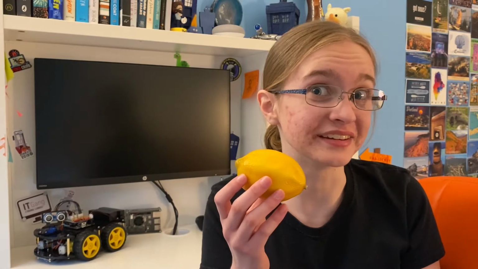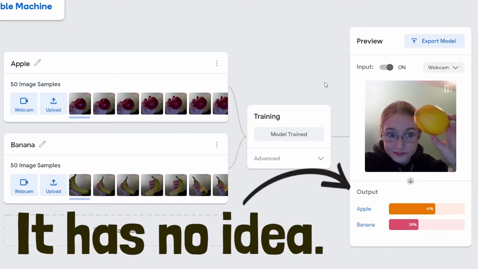Don't worry, that's not the end of the experiment. That would be pretty boring. No, we built this little machine so that we could break it. So that means it's time for the next step. Lemons. What do you think will happen when we show the computer a lemon? An apple banana? Yeah, that makes sense.